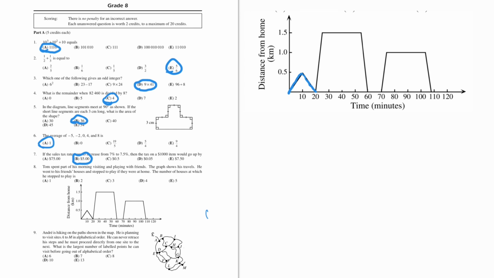And then at 20 minutes, he goes to another friend's house and stays there roughly 40 minutes. So he stayed there 40 minutes playing. And this is playing because the distance doesn't change for about 40 minutes. So he stays there and then goes back home. At 70 minutes, he goes to another friend's house and stays there another 40 minutes, not moving. That will be playing. And then back home. So he only stayed at 2 friends' homes playing. The answer is choice B.